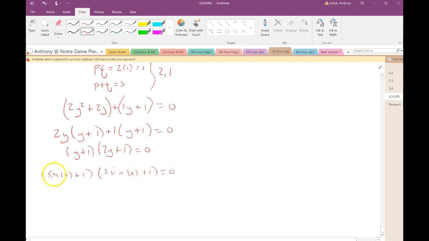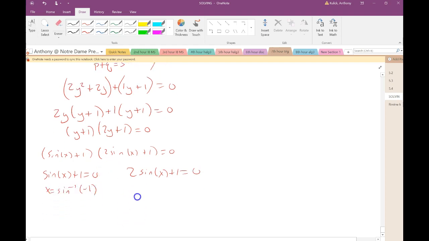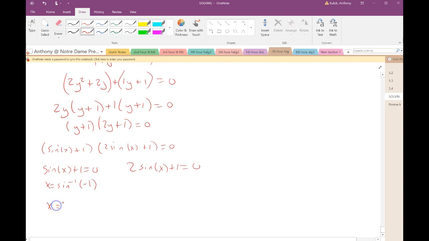And then we apply the zero product property, which allows me to break this into two equations. And if I subtract 1 and do the sine inverse, I get sine inverse of -1. That I recognize as a unit circle value. When I go and I look, that is 3 pi over 2 only.